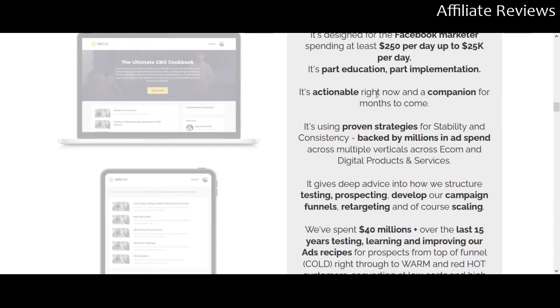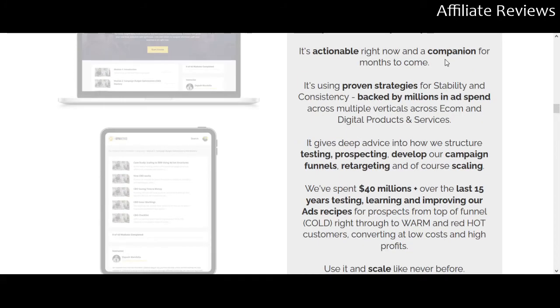Actionable right now and a companion for months to come. This product just came out today, so this is very up to date. It is January 31st, 2021, and this just came out earlier today. So this isn't something that came out 5 or 10 years ago that's not up to date on current Facebook ad policies, practices, etc. This is brand new and completely up to date.